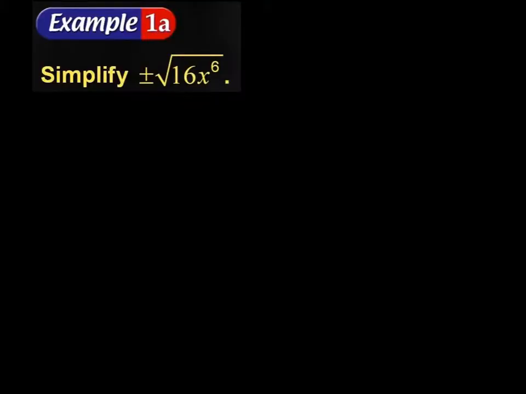And it's about time we started doing some problems. Directions are simple. Simplify. The square root of 16 is 4. The square root of x to the 6 is x cubed. X cubed times x cubed would be x to the 6. And the original problem had a plus or minus in front of it, so does our answer.